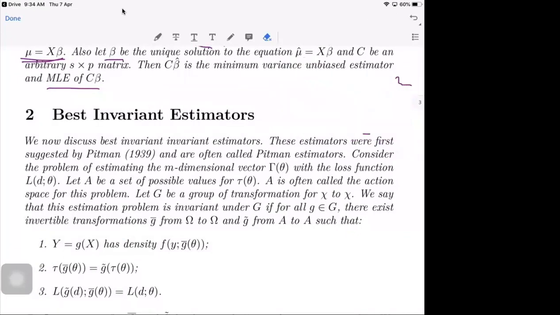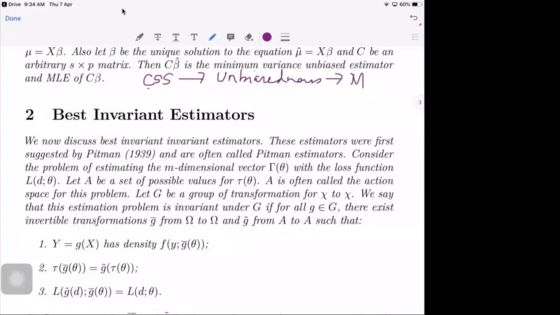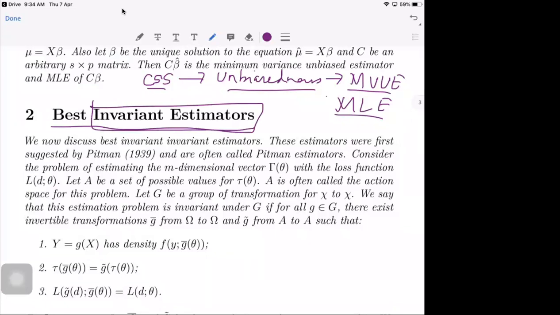Next, we look at another property. So the properties we have been looking at: first is a CSS, a complete sufficient statistic. And then we look at properties of unbiasedness. And then we look at the combination of CSS and unbiasedness, which is UMVUE. And then maximum likelihood estimators. And another type of estimator is called invariant estimators. And then if we add a criterion on the variances, then we say it is best.